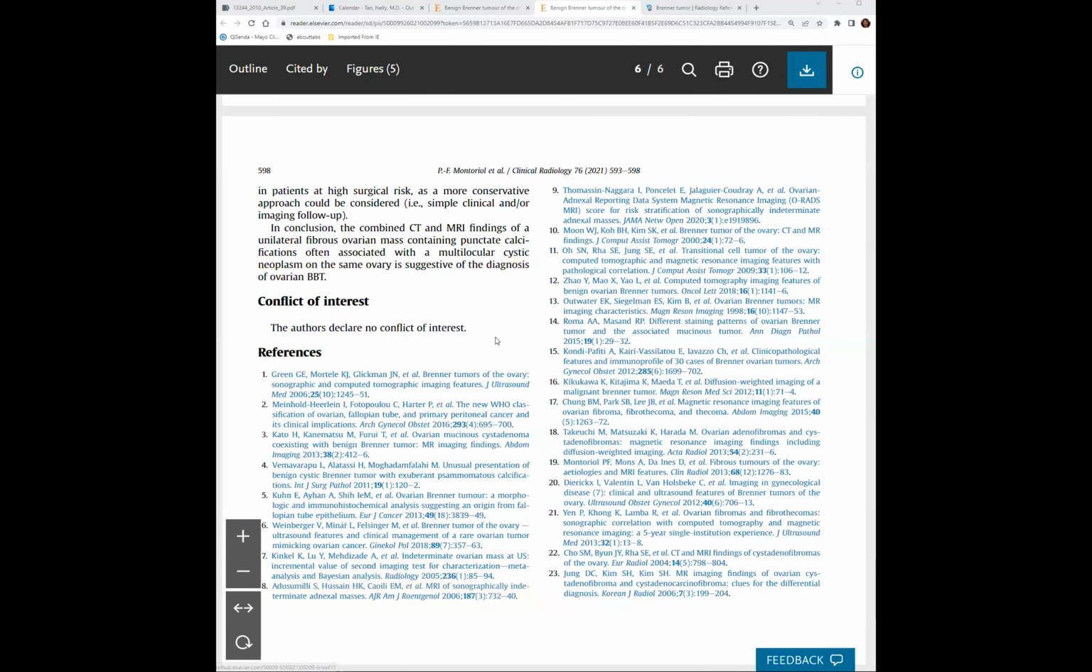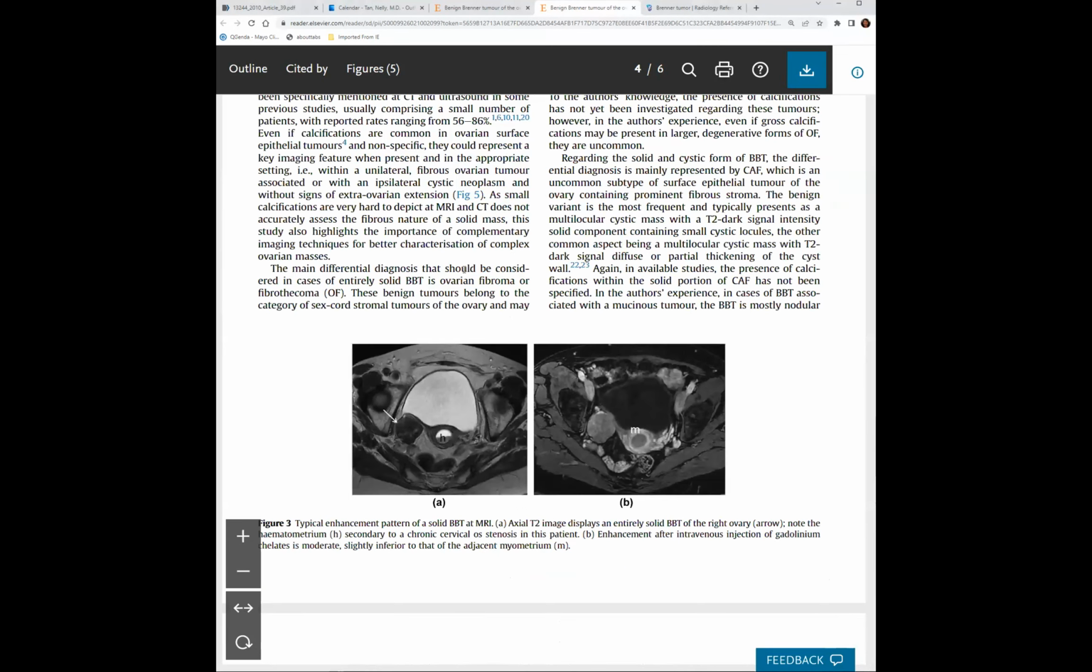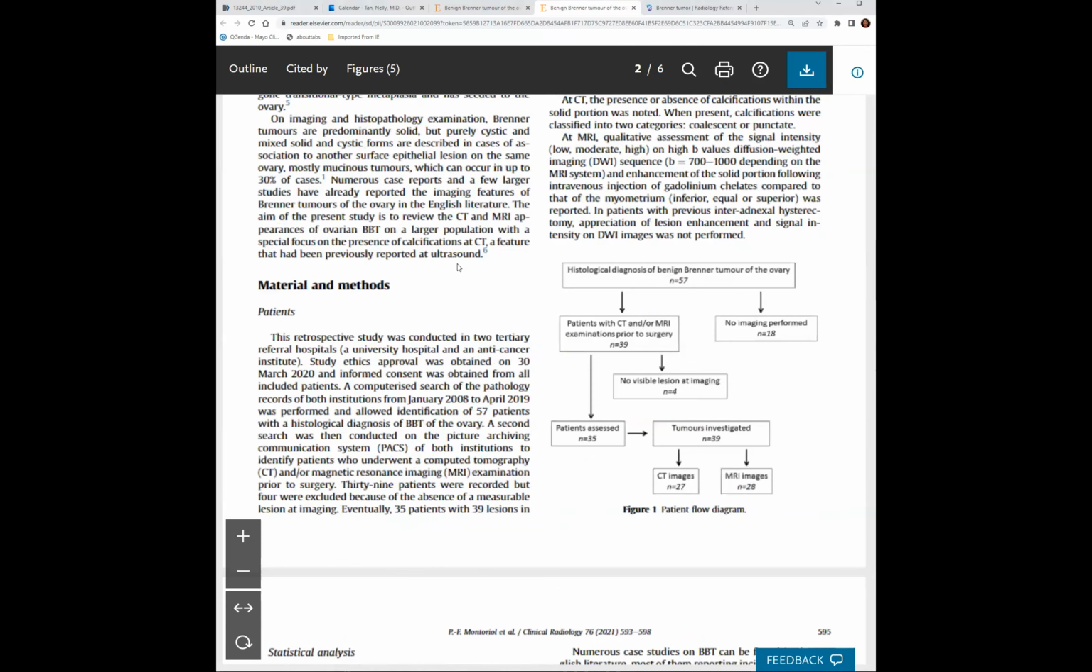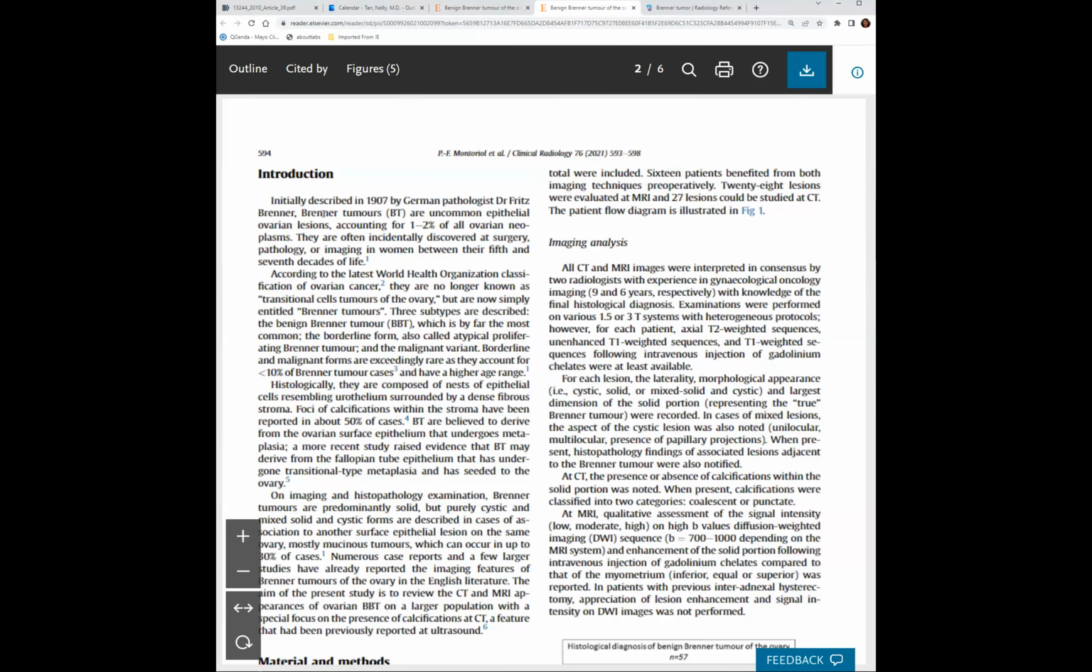Well, in that article, it said BBT. What is BBT? Is it benign Brenner tumor or just Brenner tumor? Yes, benign Brenner tumor is by far the most common, then borderline, and then I think the malignant variant is pretty rare, but probably should have more aggressive looking features.